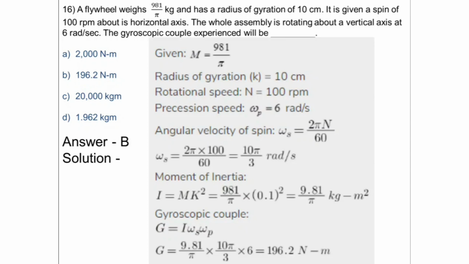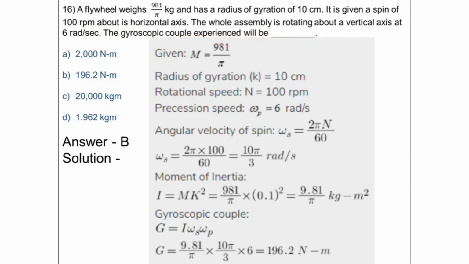A flywheel weighs 981 by pi kg and has a radius of gyration 10 centimeter. It is given a spin of 100 rpm about horizontal axis. The whole assembly is rotating about a vertical axis at 6 radians per second. The gyroscopic couple experienced will be?